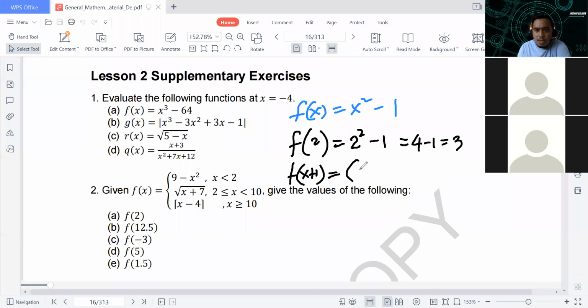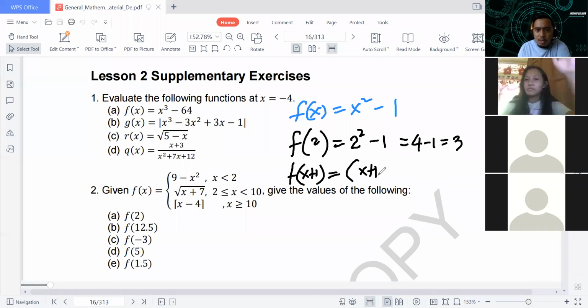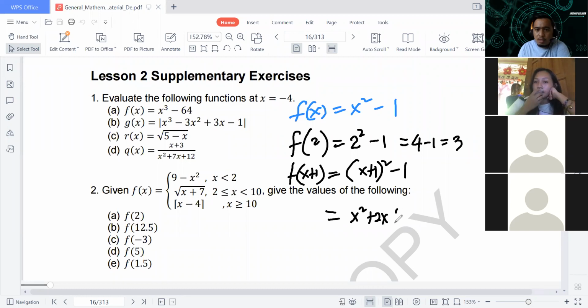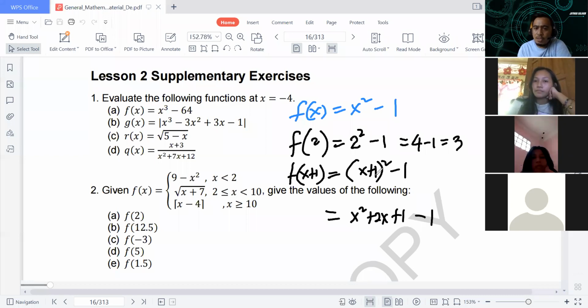Okay, it will be now x plus 1 squared minus 1. Then after that, if you take the square of a binomial, it will be x squared plus 2x plus 1 minus 1. And I think you know it already, because you will just take the square of the first term, twice the product of the first and the second, and square of the last term. Then you subtract the 1.